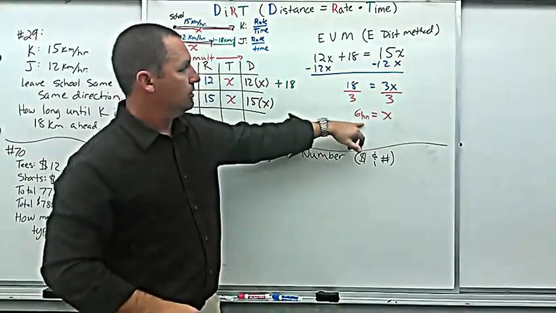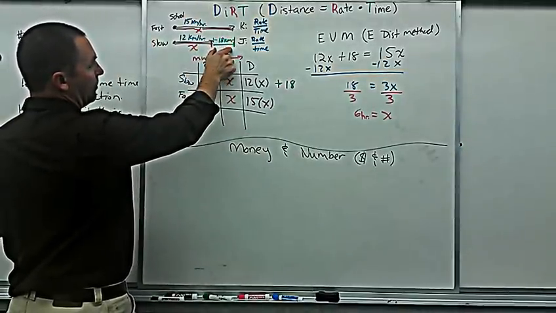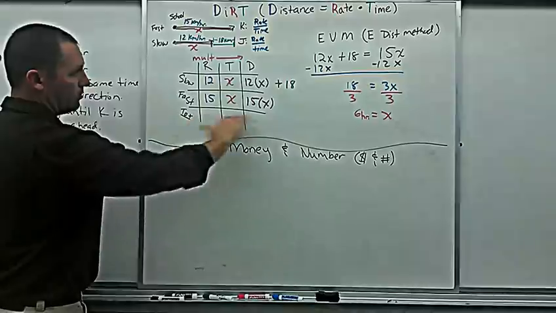So x equals 6 hours. So in 6 hours, Kelly will be 18 kilometers ahead of Jack. There's my solution. So this one I didn't need my total down there.